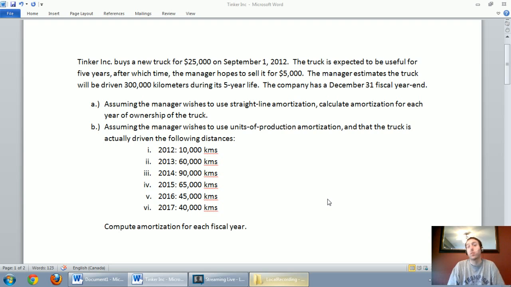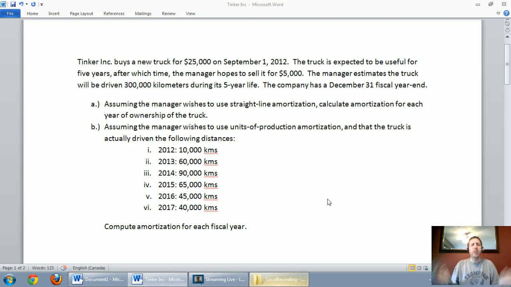In this series of videos, we're talking about amortization. In our last video, we discussed straight-line amortization, and I gave this example of straight-line amortization, and certainly if you're confused about that, please go back and watch that video. The second video in our series, this one, is going to discuss the units of production method of amortization.